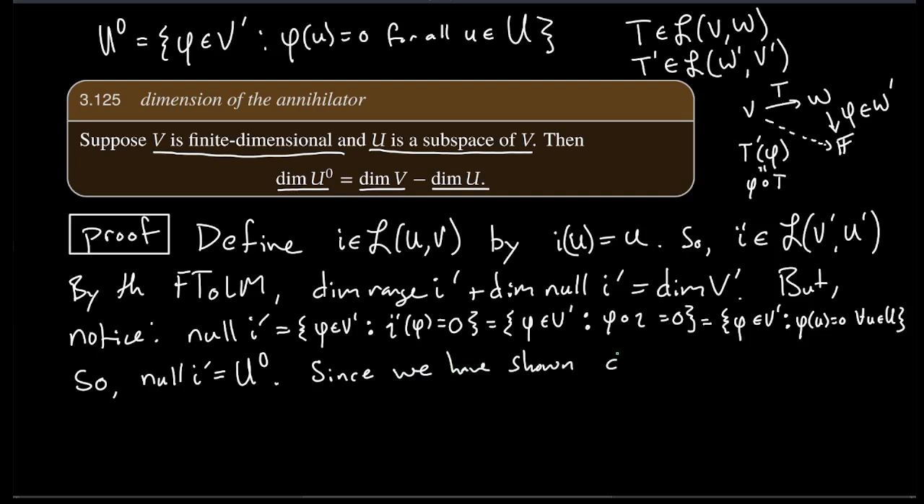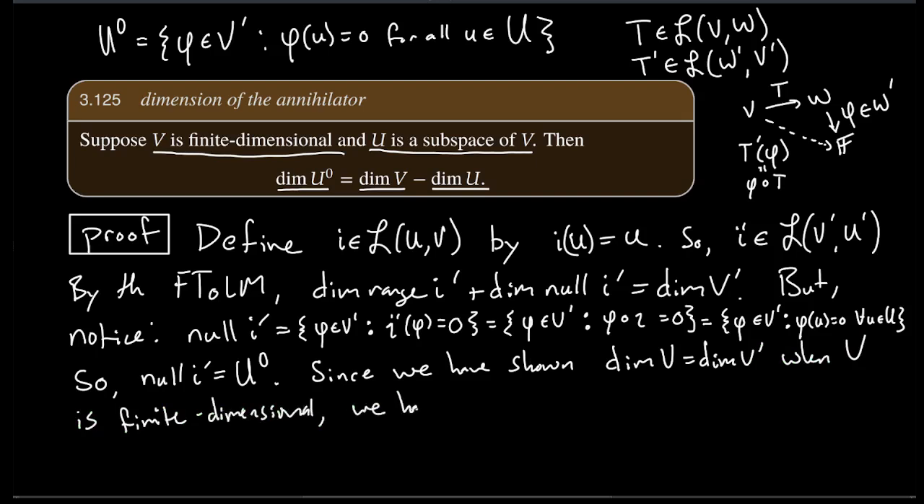Since we have shown that the dimension of V is equal to the dimension of V prime when V is finite dimensional, we have that the dimension of the range of I prime plus the dimension of the null space of I prime, which we know is just the dimension of the annihilator of U, is equal to the dimension of V.